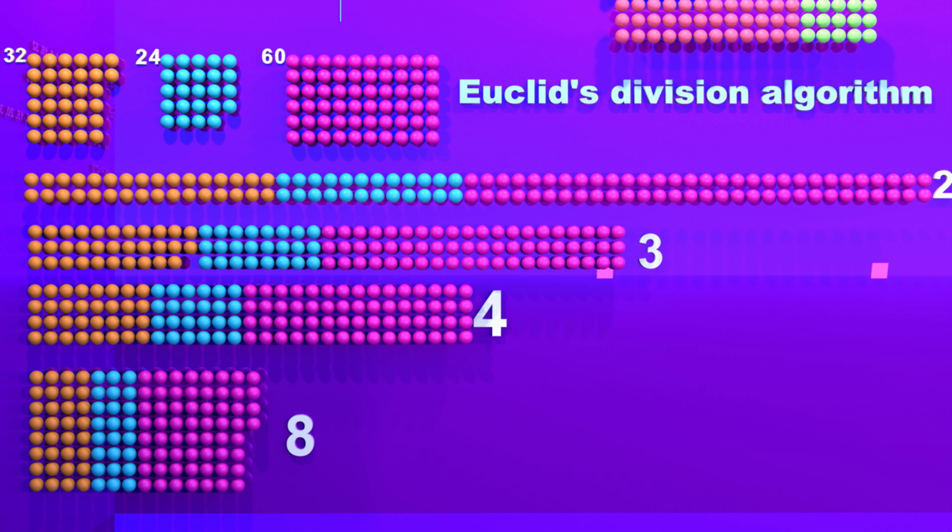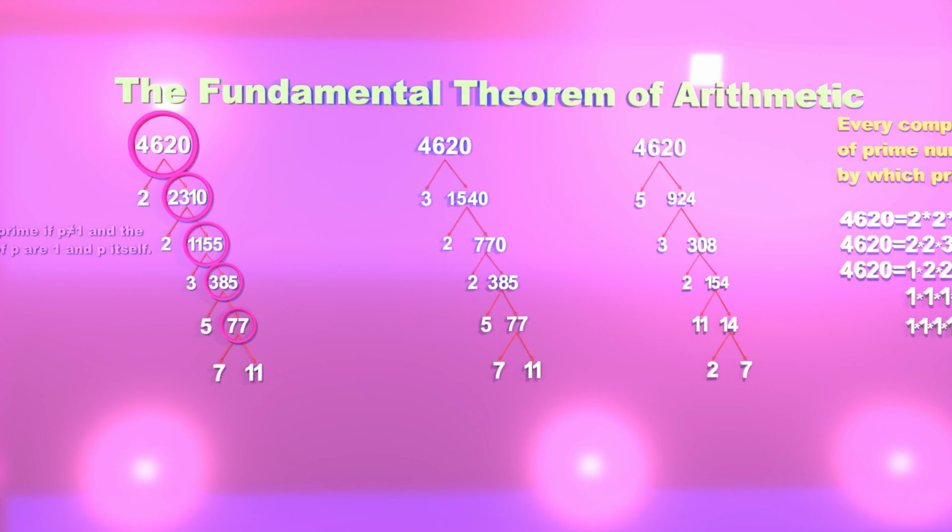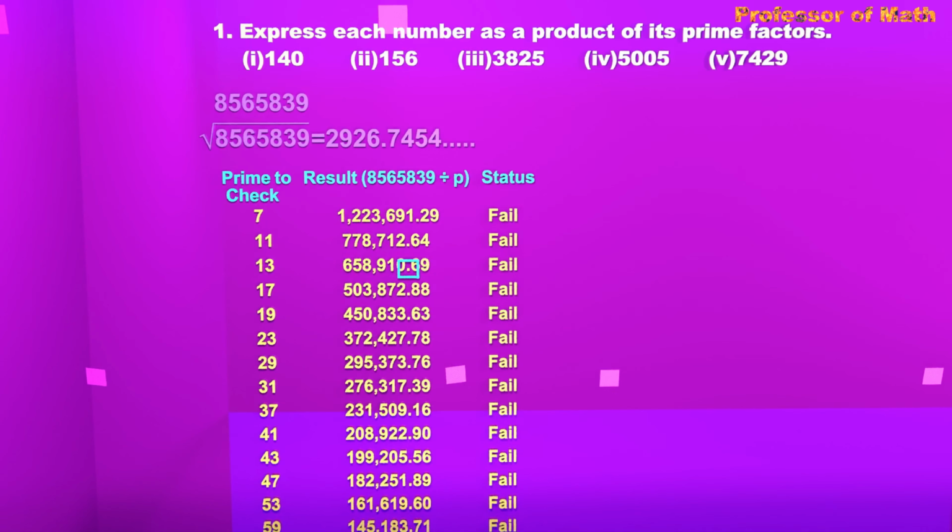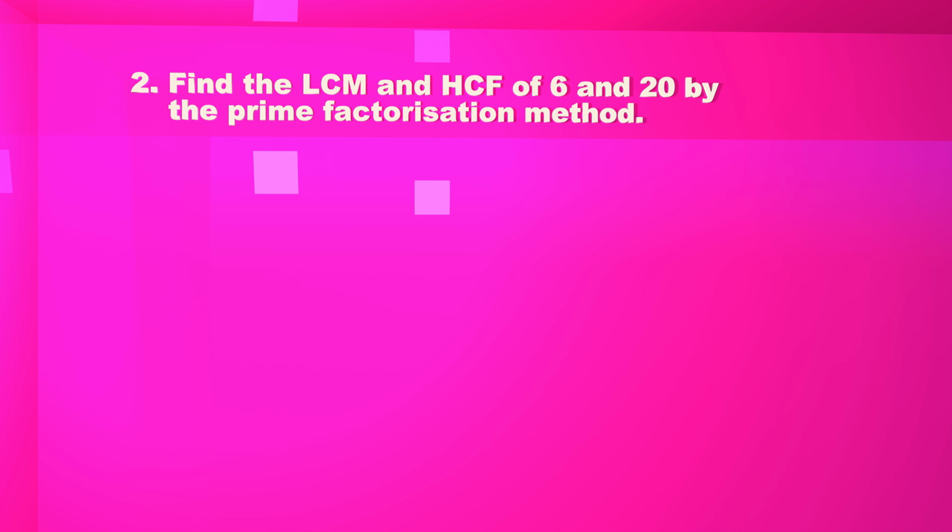We are on the way to solve questions based on Euclid's division algorithm and fundamental theorem of arithmetic. In last session, we solved first question. It took too much time. Now we will solve upcoming questions. We have to find the HCF and LCM of 6 and 20 using prime factorization method.